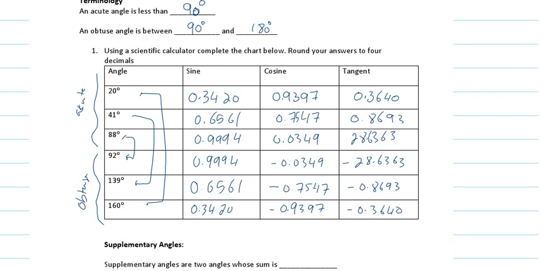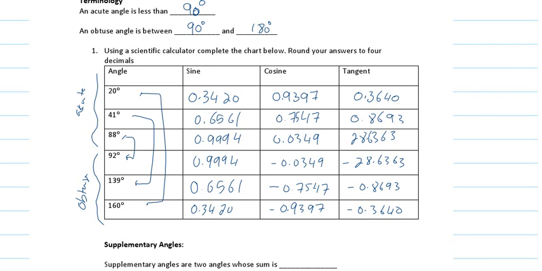Now, let's look at 20 and 160. What do you notice about the difference in the sine, cosine, and tan of 20 and the sine, cosine, and tan of 160? What's the similarity and what's the difference? One is negative and one is positive. So there are some positives and some negatives. The sine is positive for both of them. Cosine is positive for which one, obtuse or acute? For the acute, right?